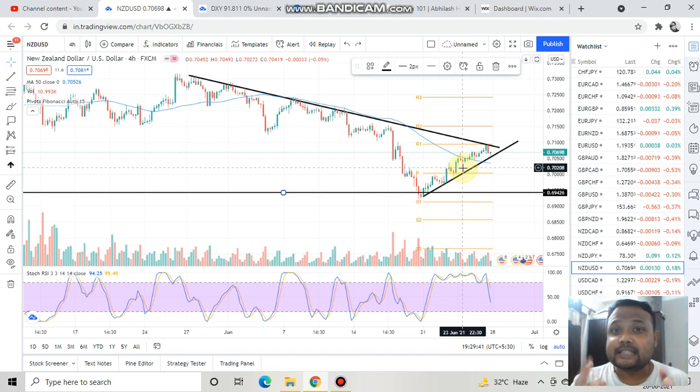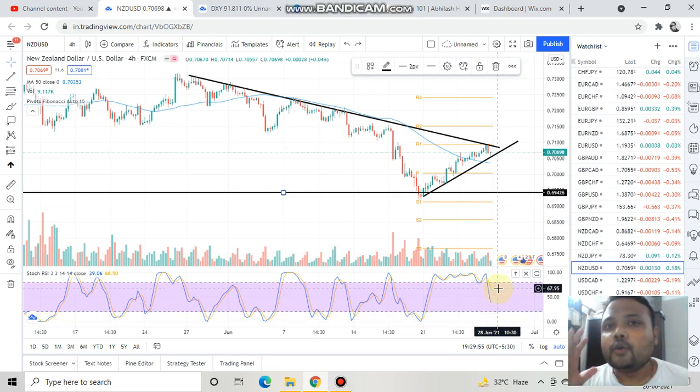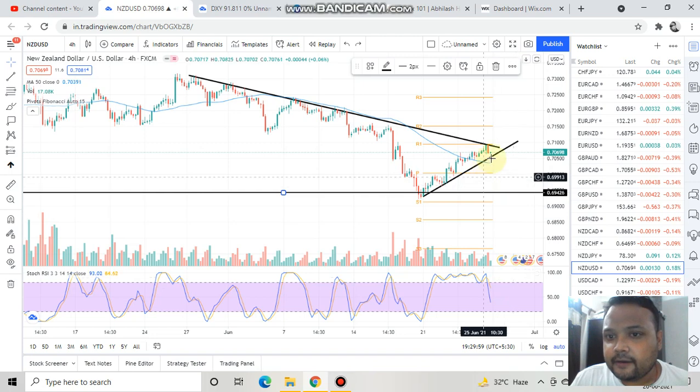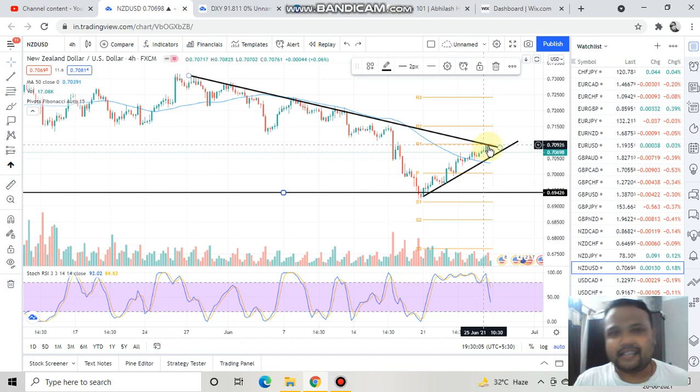Therefore, do not chase the market. Always wait for the right opportunity, wait for the market to come to you. And in that case, as I've already explained, wait for the market opening on Monday. Stochastic RSI should be in the oversold zone. Then look at the position of the price. If you find price taking support at this trend line, then you can go for a buy order, and hopefully by that time market will be crossing this resistance level also.